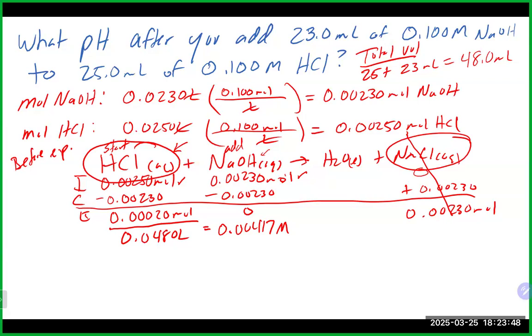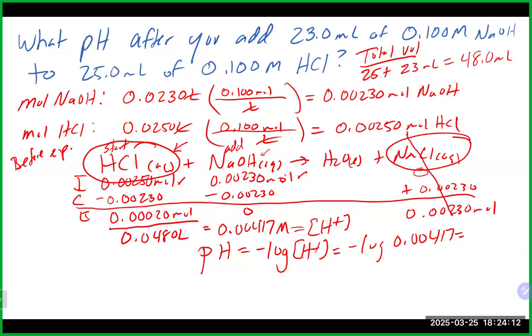Again, this is not a buffer. Super common: people always see 2 numbers and want to put a buffer in there, so don't do that. Here, that is a strong acid, which means that is actually our H plus concentration. So we can go right into our pH equation, minus the log of the H plus, minus the log of 0.00417. Let's see here. A wonderful pH of 2.38, a little acidic pH.